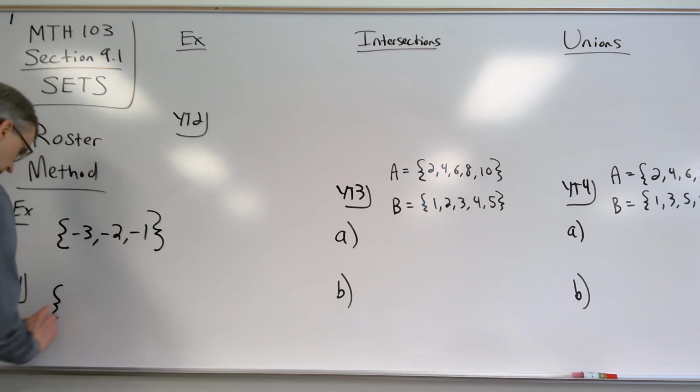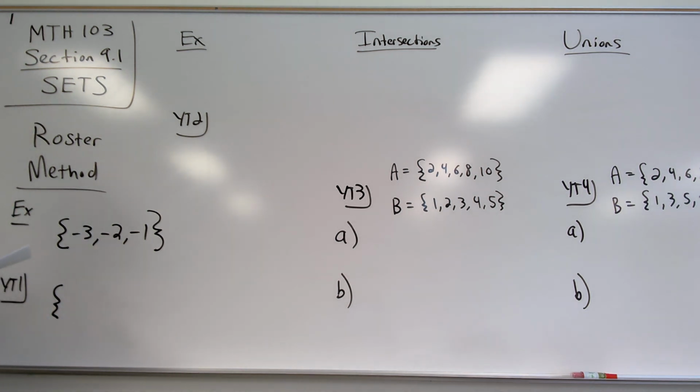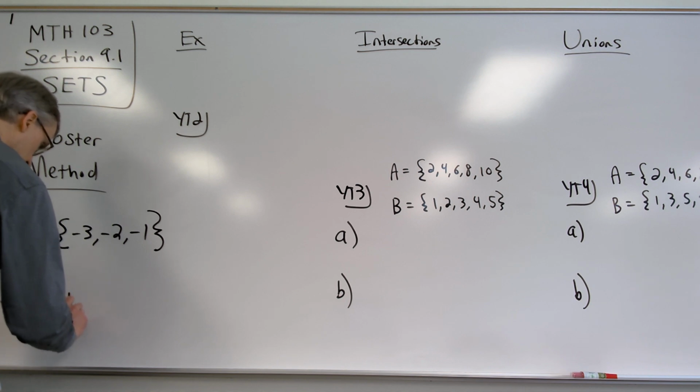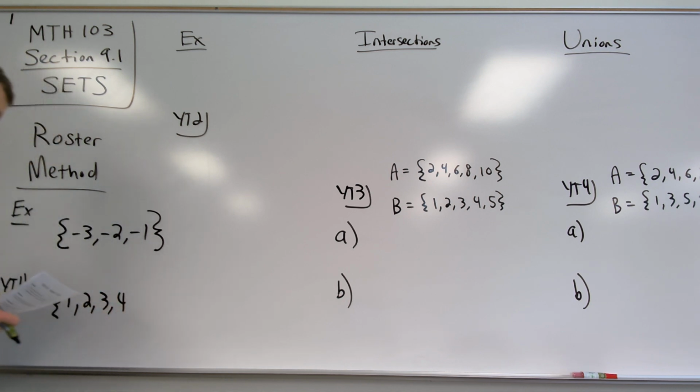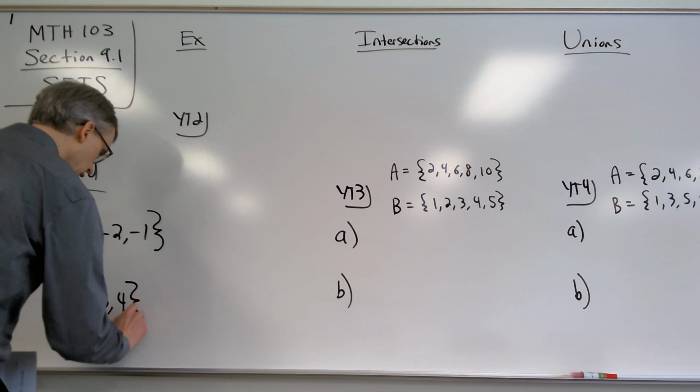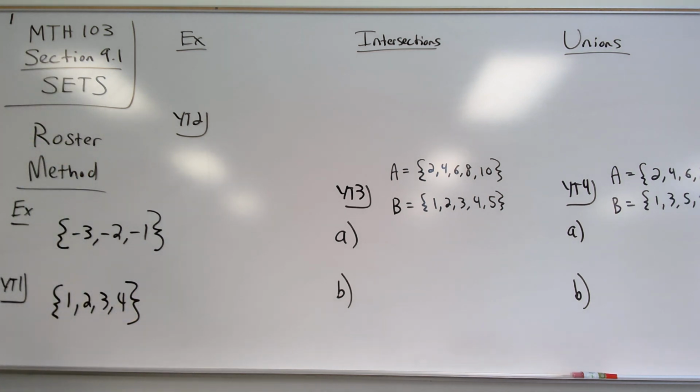So we're going to start with a curly brace. Now we want all the positive integers that are less than 5. So positive integers start at 1. So go 1, 2, 3, 4. And less than 5 means strictly less than 5, so not including 5. So that set will be 1, 2, 3, and 4.